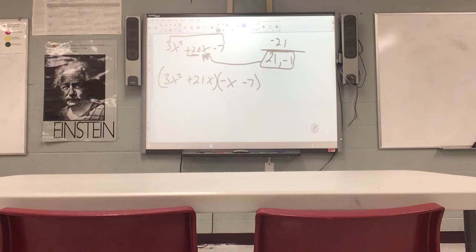So my first parentheses here, what will go evenly, let's just do the numbers first. What will go evenly into 3 and 21? 3. Then what about a variable? Do they both have at least an x? Okay, so we're gonna take a 3x out.